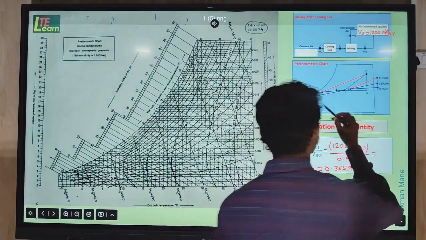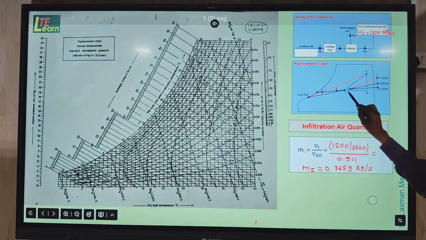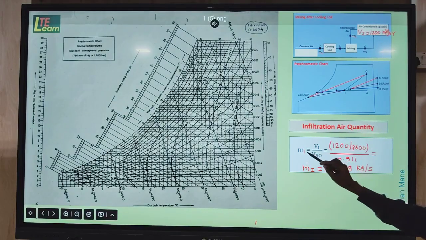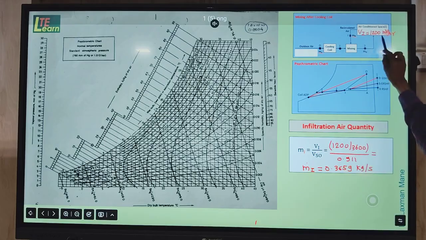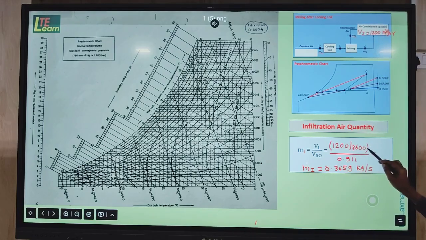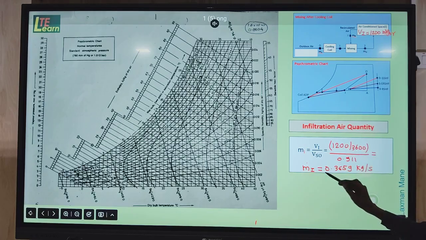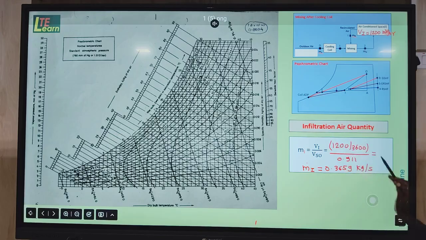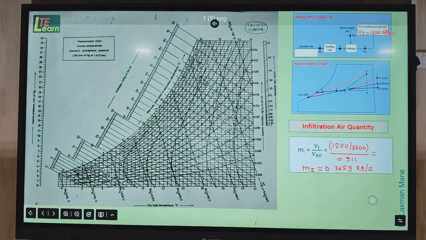Now as we have obtained the specific volume, we use it to calculate the infiltration air quantity. m dot I will be equal to what? Volume flow rate divided by specific volume. Volume flow rate is given in meter cube per hour. We have to convert that to meter cube per second, so divide this value by 3600, divided by the obtained specific volume. By putting in the values and doing the calculation, we find the infiltration air quantity in kg per second. This we use in the further calculation.